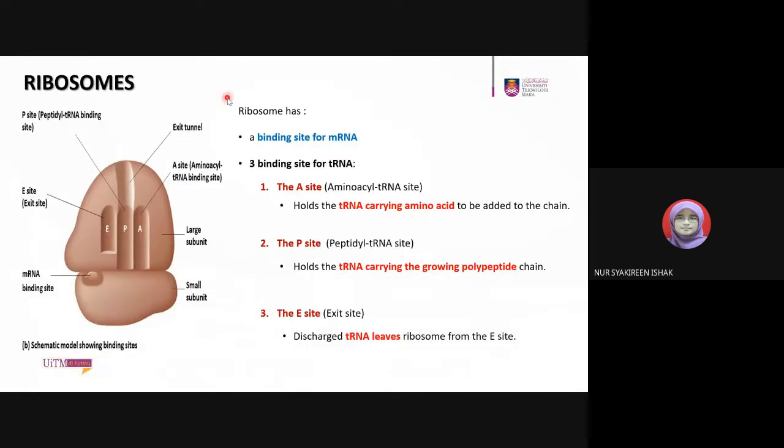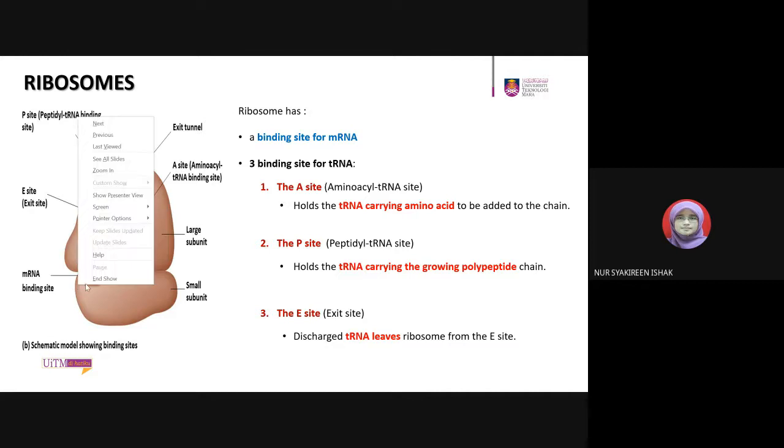Okay, so this is the structure of the ribosome. As you know, it has the small subunit and the large subunit, and at the small subunit, you have the mRNA binding site. So it means that once the mRNA enters, it will enter here kat sini dulu. It will attach to the mRNA binding site.